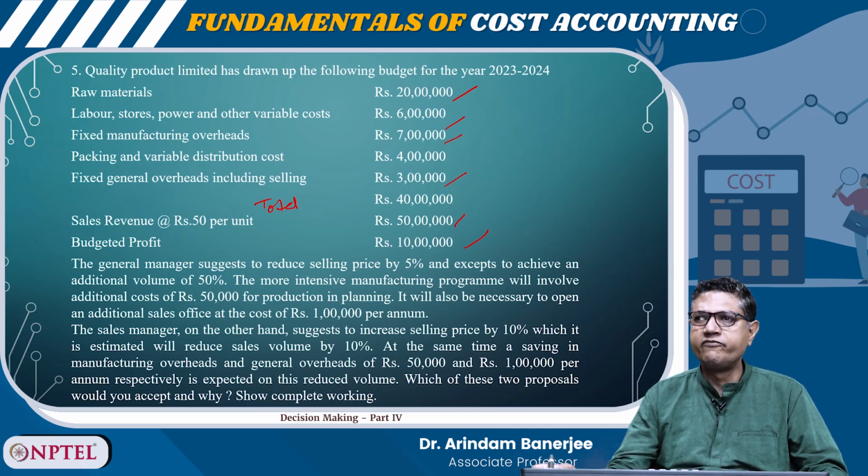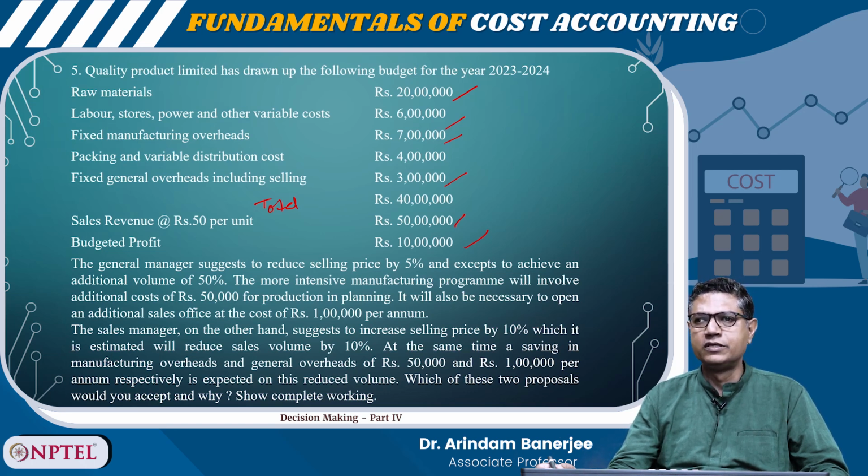The more intensive manufacturing program will involve additional costs of rupees 50,000 for production in planning. It will also be necessary to open an additional sales office at the cost of rupees 1 lakh per annum. The sales manager, on the other hand, suggests to increase selling price by 10%, which is estimated will reduce sales volume by 10%. At the same time, a saving in manufacturing overheads and general overheads of rupees 50,000 and rupees 1 lakh per annum respectively is expected on this reduced volume.